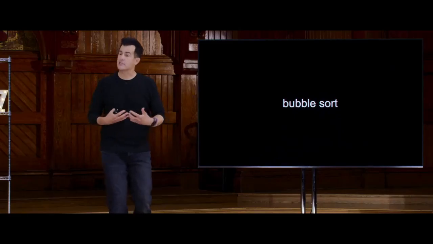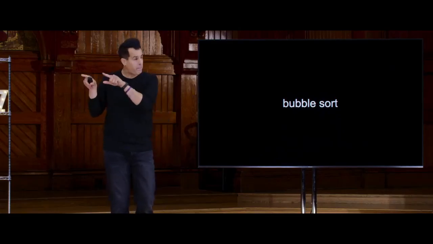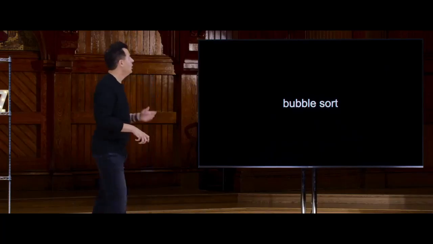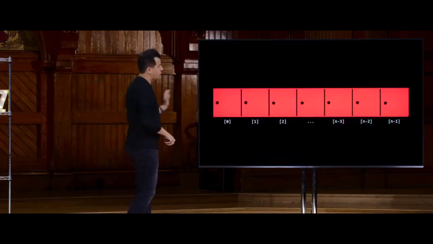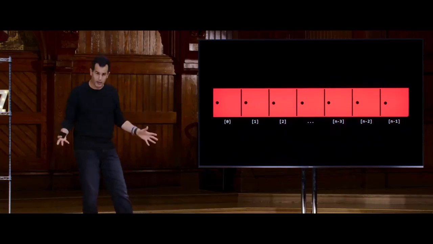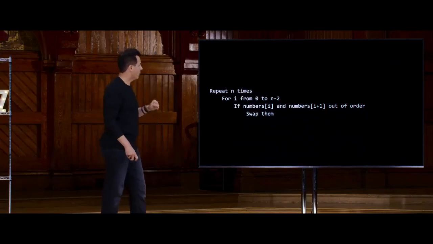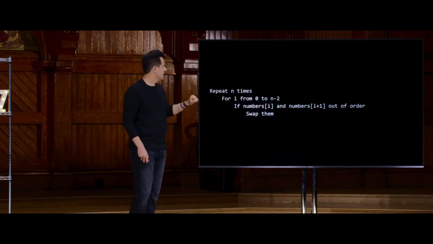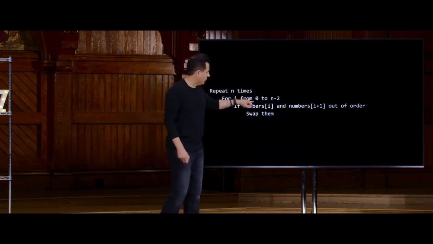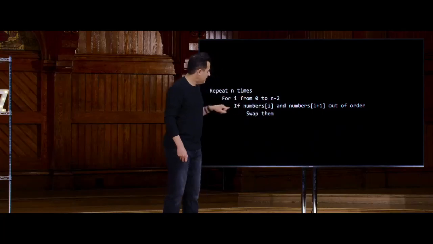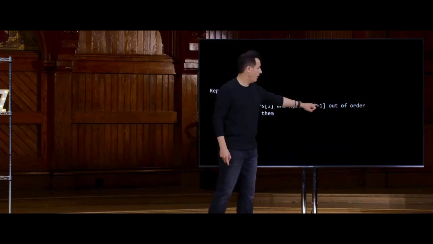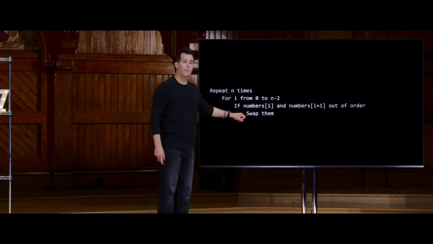Let's use bubble sort instead, the second algorithm where I just compared everyone side by side again and again. Well, here's some pseudocode for bubble sort, which you can assume applies to the same kind of array from 0 on up to n minus 1. Here's one way to write bubble sort. Repeat the following n times. For i from 0 to n minus 2, if the number at location i and the number at location i plus 1 are out of order, swap them.